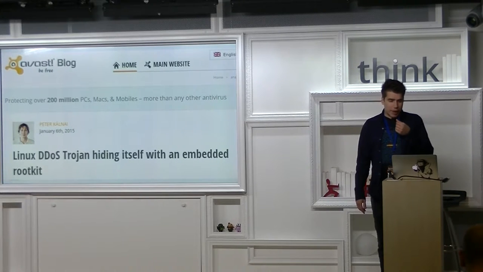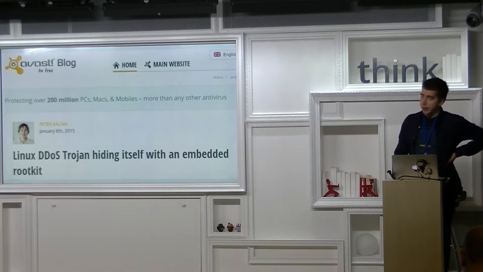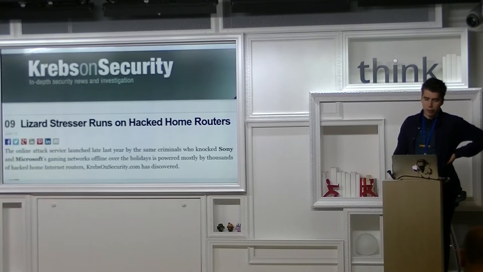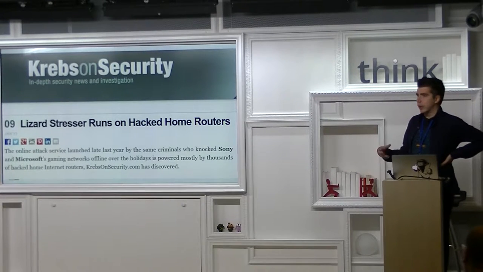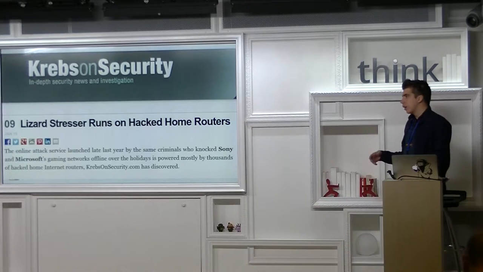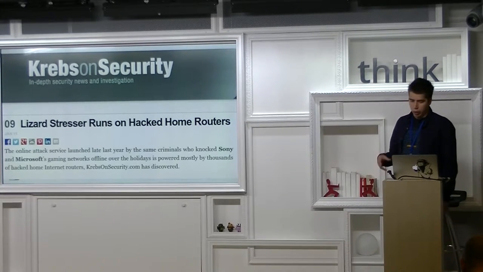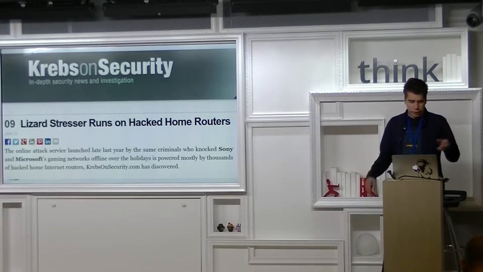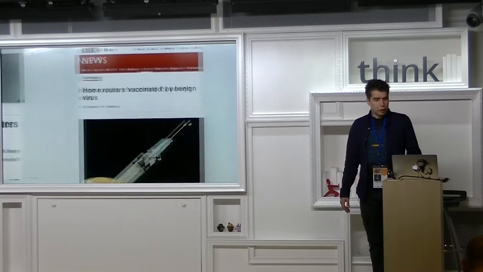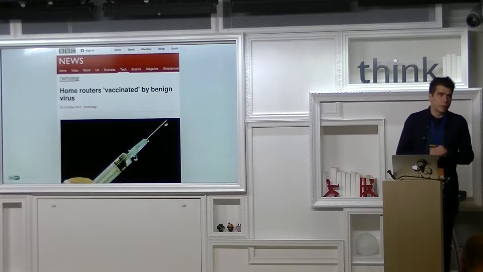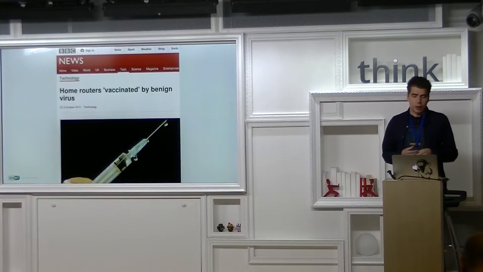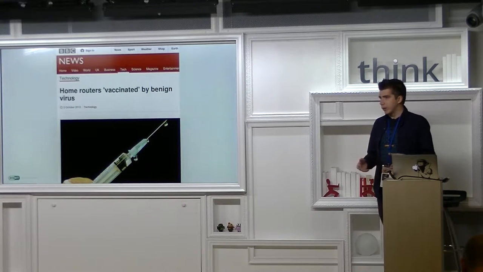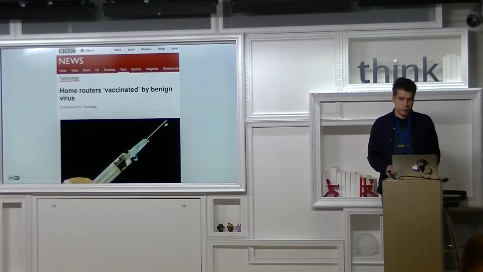malware that was the previous presentation. Other stuff found by Avast, so hiding with an embedded rootkit. Also, the Lizard Squad group was found to use embedded malware to do DDoS, so controlled by a panel, but still running on what's called Lizard Stressor. Also, lately, for Virus Bulletin, Symantec published about YFATCH, which was a vigilante worm of IoT, which was cleaning the other infections.